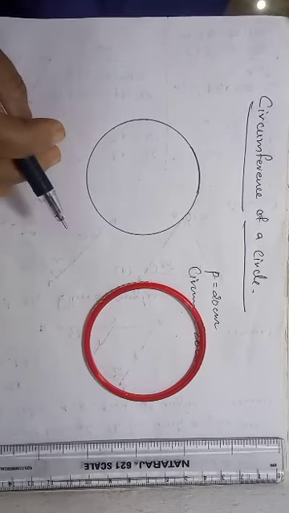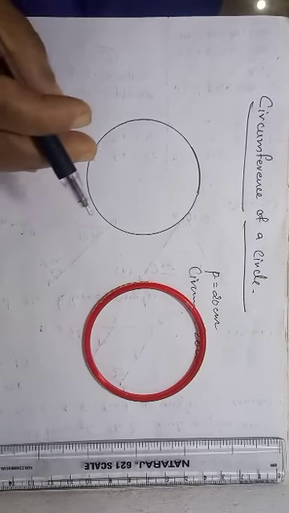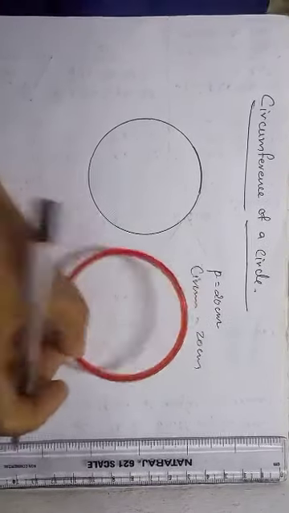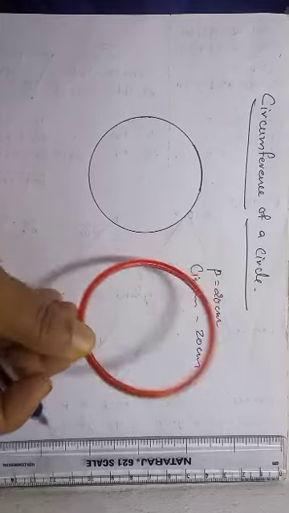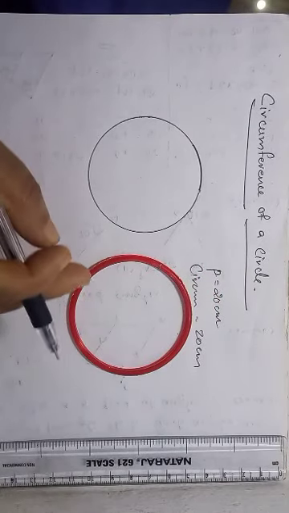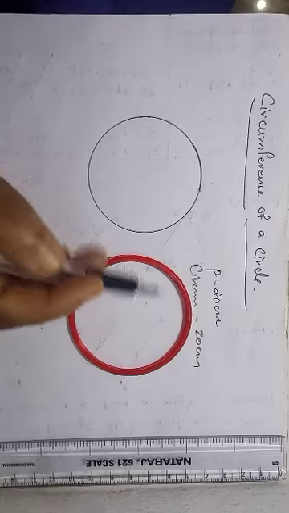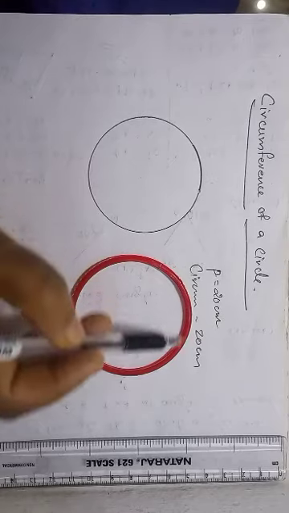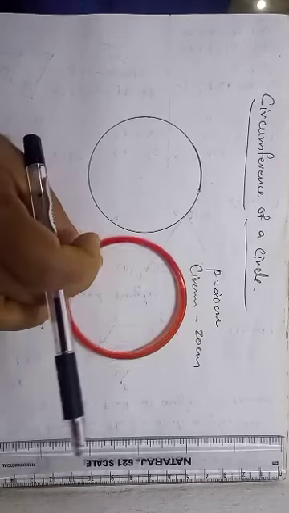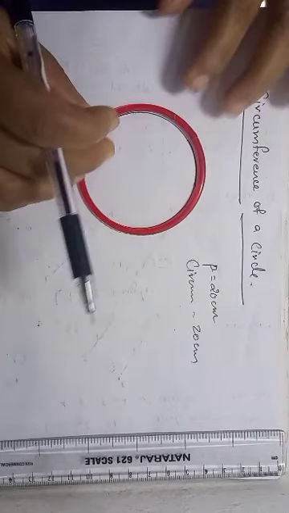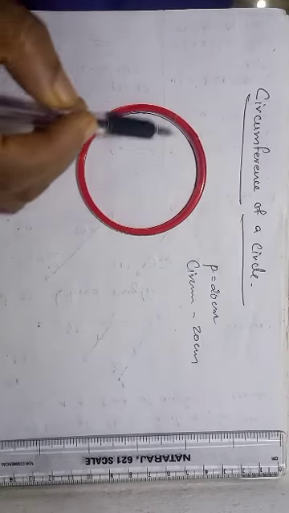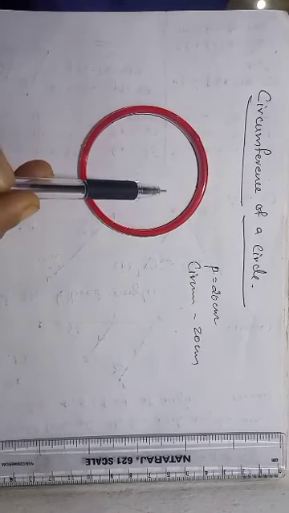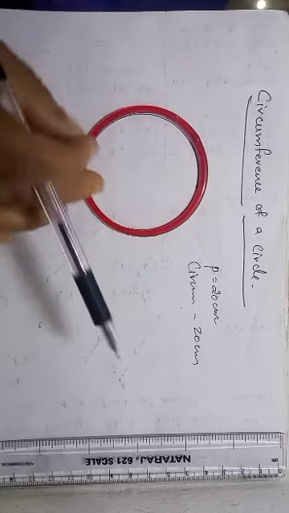What is meant by circumference? Till last class, we studied perimeter and area of a plane figure. When we consider plane figures like a triangle, square, or rectangle, the distance around that closed figure we call the perimeter. Here, the distance around this closed figure is the perimeter of this circle. Another name for the perimeter of a circle is circumference.